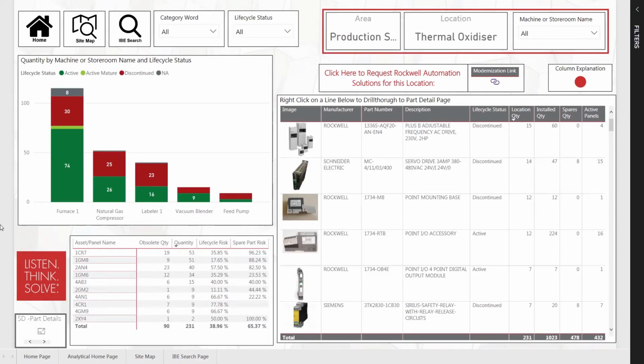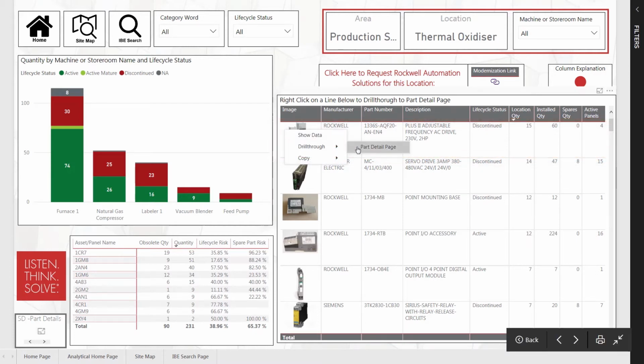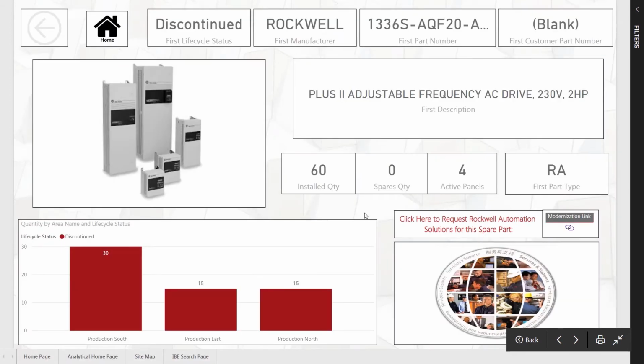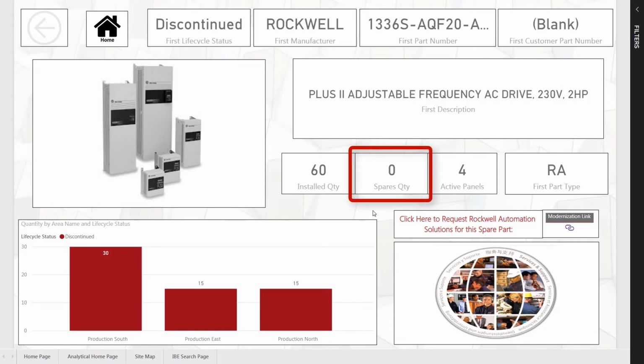By visualizing exactly which machines cause the greatest monetary impact, specific obsolete equipment, including these 1336 drives, were identified. As you can see, there are 15 in this location, but there are 60 of these 1336 drives installed all over the plant. If we drill through to the part detail page, we can see that they're located in 3 different areas across the plant, and we have no spares to cover them if they go down.